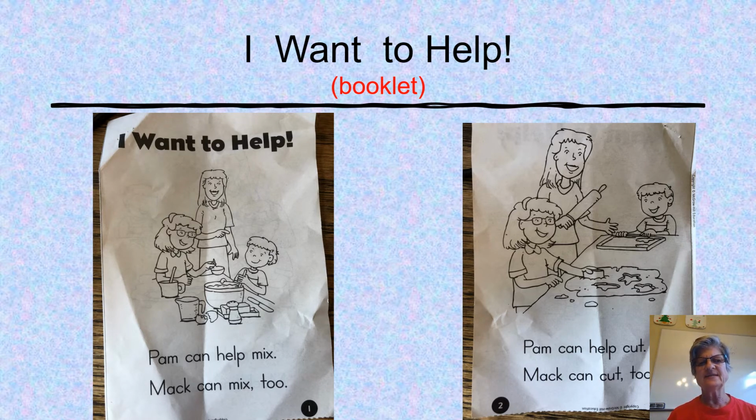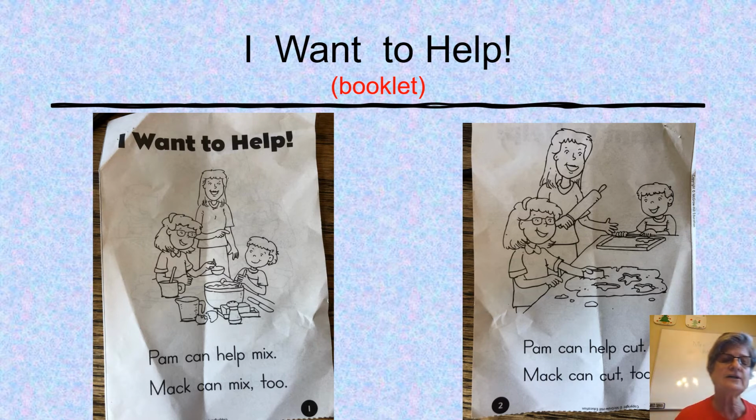Now, this is a booklet that you should have at home. You don't need to bring the booklet out now because it is your homework tonight. You're going to read it to a grown-up. So we're going to read it together so you'll practice. Then part of your homework tonight will be to read it to a grown-up.